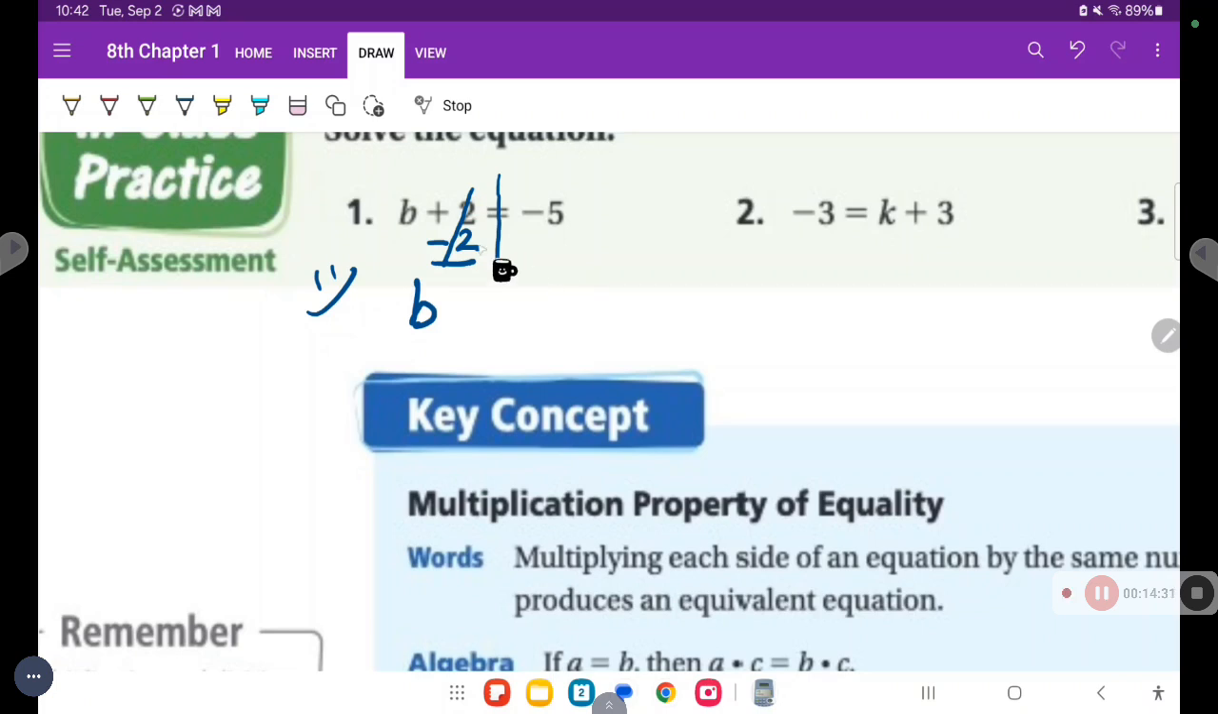But if I subtract 2 on the left side, I have to do that on the right side. So bring down the equal, and then negative 5 minus 2 is a negative 7. Okay? B equals negative 7. Who got B equals negative 7? Me! Who's learning from their mistakes? Oh, you got it! It's the first thing I actually understand in this class.